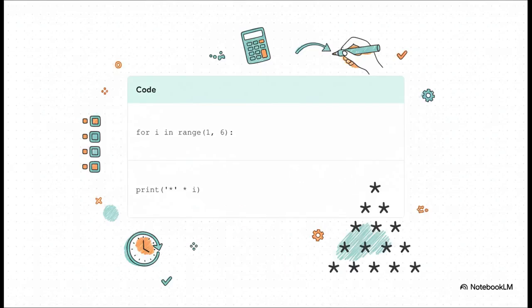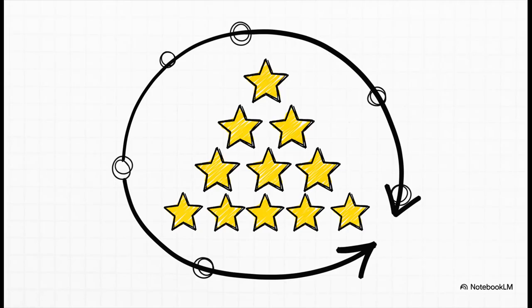But loops aren't just for math. They can be really creative. You see, a neat trick in Python is that you can multiply a string. For example, if you type the star character times 3, you get 3 stars. So what do you think happens if we put that little trick inside a loop that counts from 1 to 5? You get this awesome pyramid.